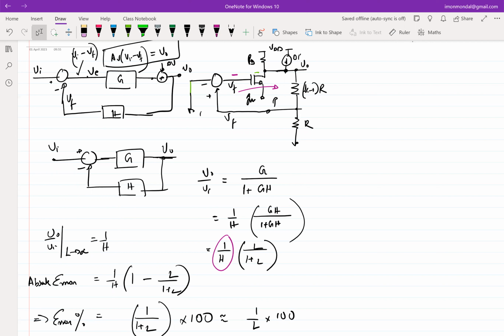Okay, so if L is 1000, let's say I tell you that the expected gain is 2, right? So it means H is 1 by 2. This is what I mean by expected. And if I tell you L is 1000 and H is 1 by 2, the gain of the amplifier has to be 2000, right?